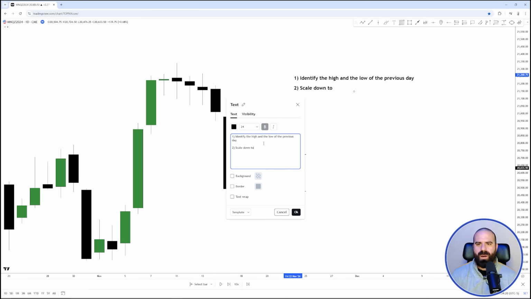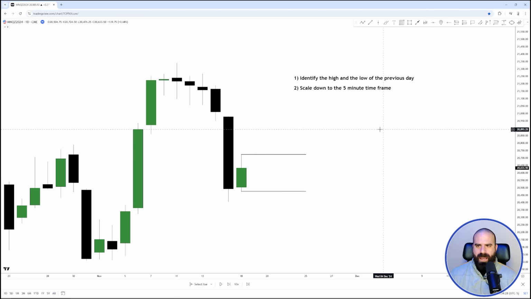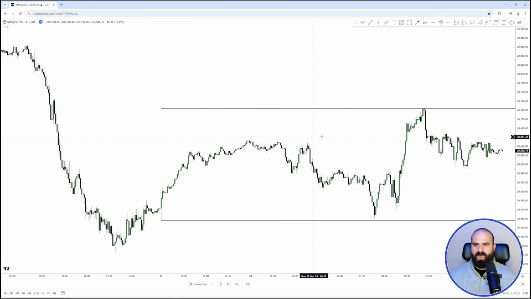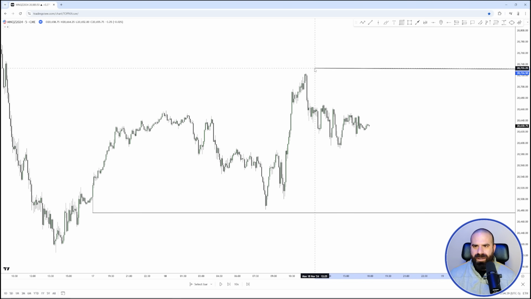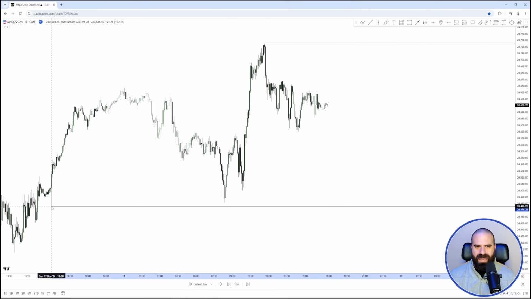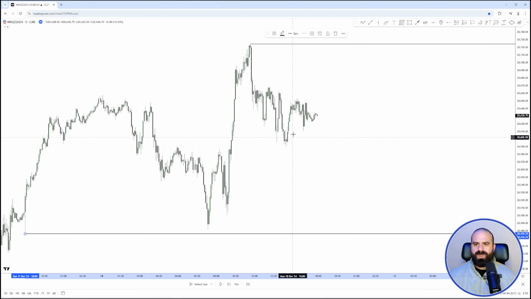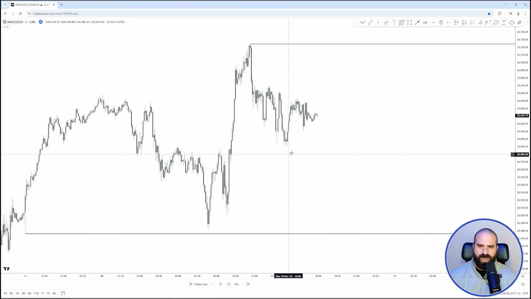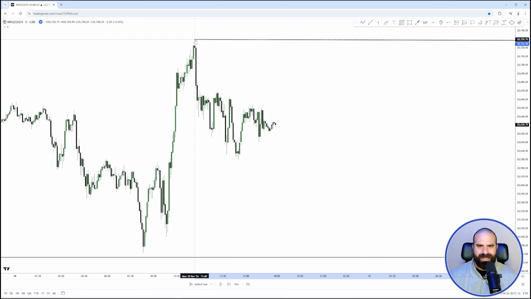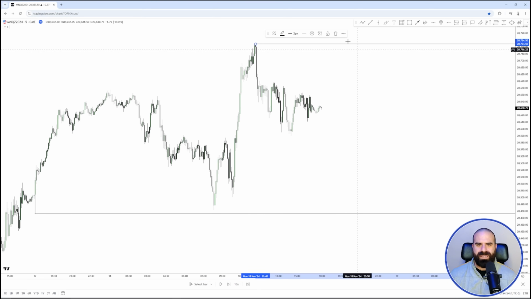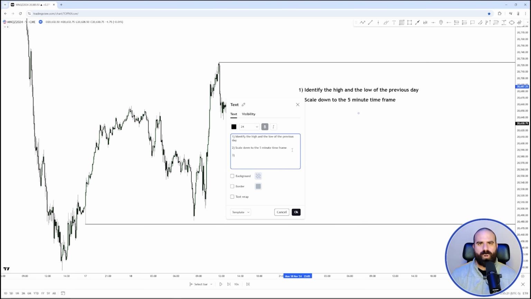Step 2, scale down to the 5-minute time frame where our strategy is also taking place. What we need to do right here is just find if we have identified the high and the low exactly, so you can reorient everything and make everything look a little bit cleaner. So yeah, that was correct. This was the highest point, this was the lowest point. I'm saying that because sometimes you will see on TradingView that it highlights a little bit higher or lower, so you go ahead and fix that on the 5-minute time frame, and then we proceed with step number 3.